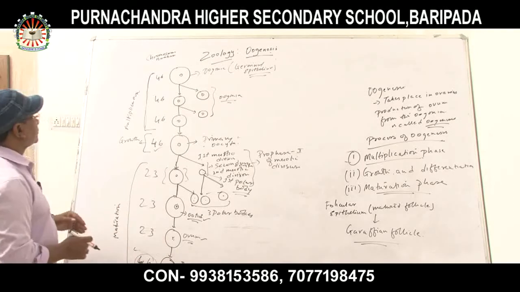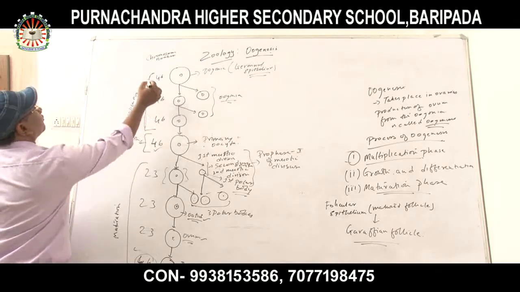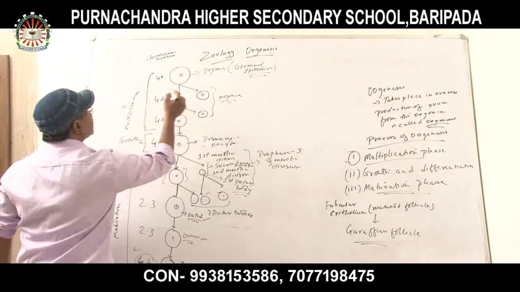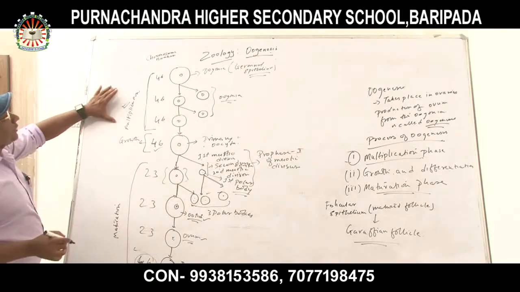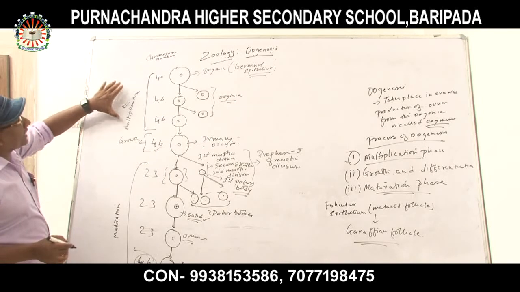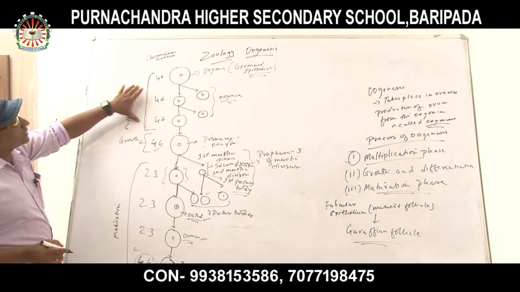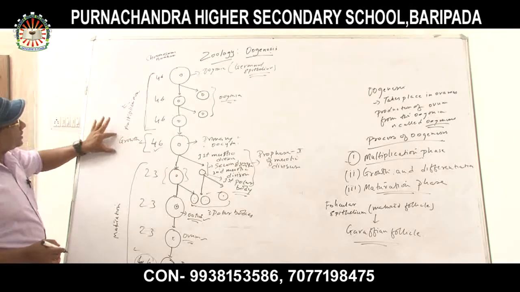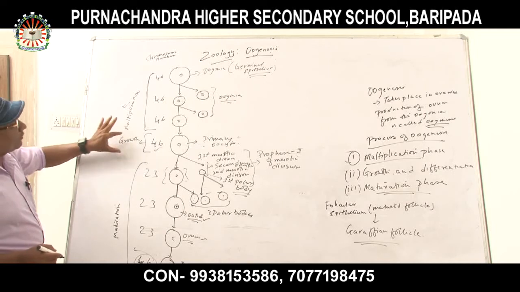Now, again I am showing you from 46 to 46. That is one of multiplications. This takes place when a female has not attained puberty. When the female has not attained puberty, at that time the chromosome number of the follicles or the oogonia remains the same. While the girl is attaining puberty, 46 is there.